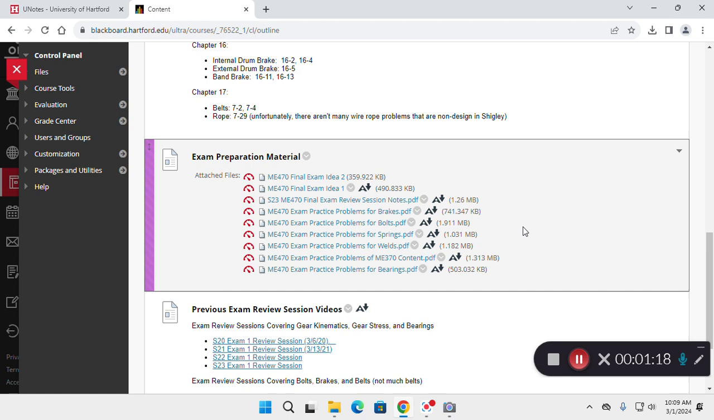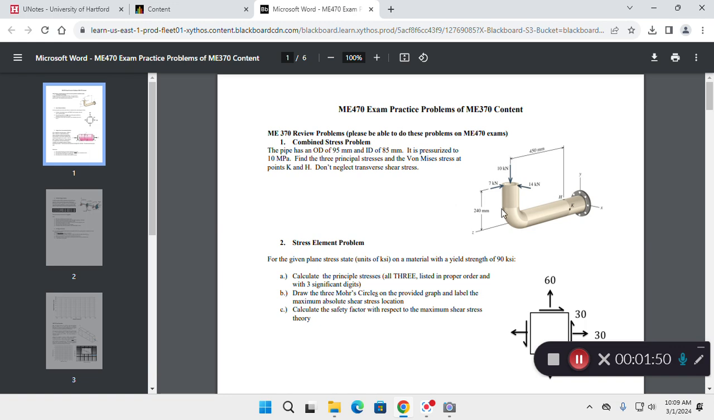I had it organized by way of the old exams. Instead, I have grouped them by brakes, bolts, springs, welds, ME470 content, and bearings. There should be a gears one in there, so I'm missing the gears. I lumped the two chapters of gears together into one thing, but I have to remember to put those back in.